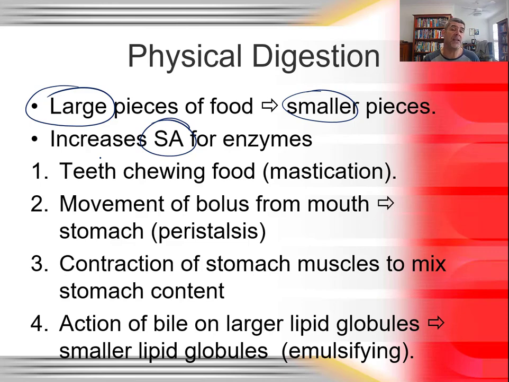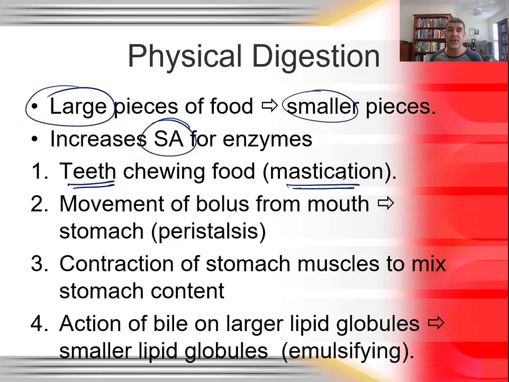For examples where physical digestion might occur is most obviously in the teeth, and we have a number of different specialized teeth. We have incisors at the front, a kind of nippers. We have canines, which are common teeth for meat eaters, and we have premolars and molars, and these are our good grinding teeth, and they are primarily for this process of mastication, which is breaking food down into smaller pieces. So that process of chewing, which is very important.